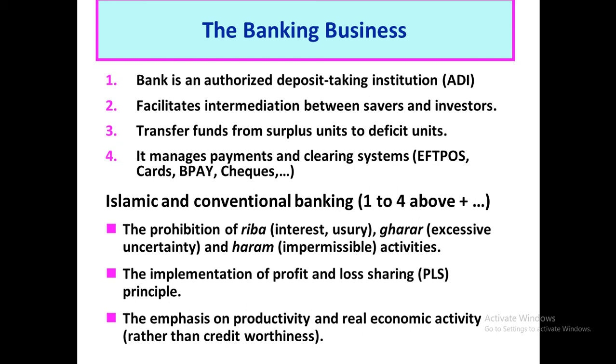Islamic and conventional banks both have these 4, plus these 3 basic aims of Islamic banks. The prohibition of riba, which means interest. Interest is prohibited in all these functions. Gharar is prohibited in all these functions. What does gharar mean? Excessive uncertainty.